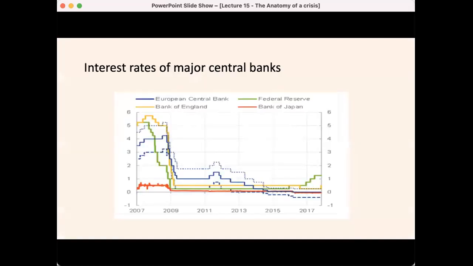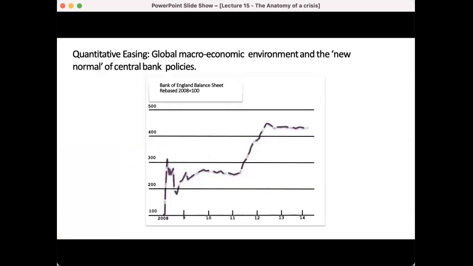So there's the first part of the toolkit, which is that we reduce interest rates, and all the central banks dramatically reduced their interest rates down to historical lows. The current conjuncture shows that we are operating in unprecedented territory as far as central bank interest rates are concerned, at historical lows. And then secondly, central banks engage in quantitative easing.